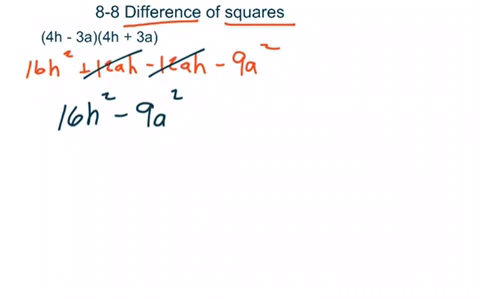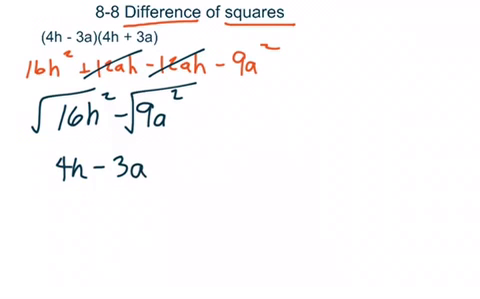But then finally, we also want to look at our two terms, our two monomials here, 16h squared and 9a squared. Those are both perfect squares, and that's why it's called a difference of squares. This is a perfect square. This is a perfect square. So now I can find the square root, and this is the process that you go through. So I'm going to find the square root of those. The square root of 16 is 4. The square root of h squared is h. Then the square root of 9 is 3.